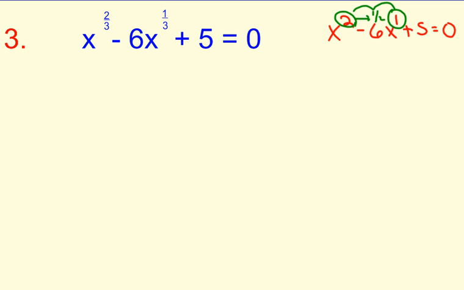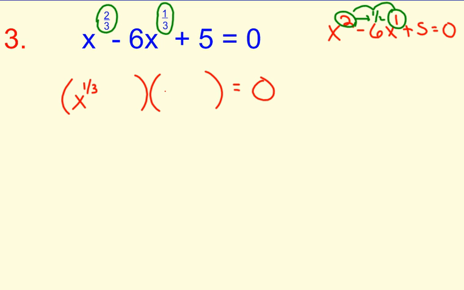So for example, number 3 here, the only way I know I can do this using quadratic techniques is if 1/3 is half of 2/3. Hopefully you realize that it is. So when I go ahead and try to factor this, I'm going to do my 2 parentheses, and I'm looking for factors of x to the 2/3, which sounds crazy, kind of, right? But what that actually is x to the 1/3 times x to the 1/3. So think about that for a second.